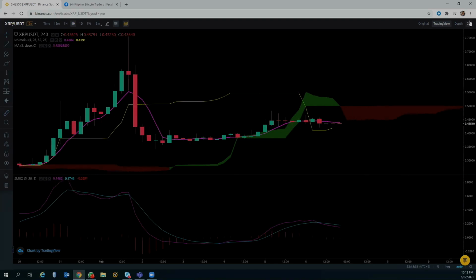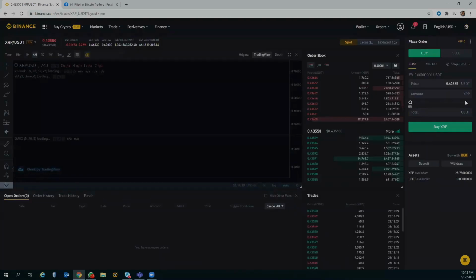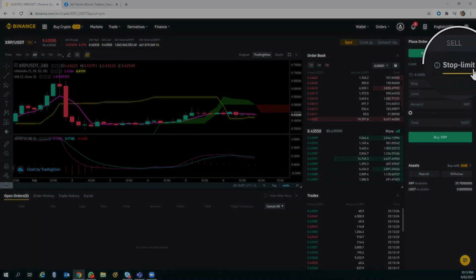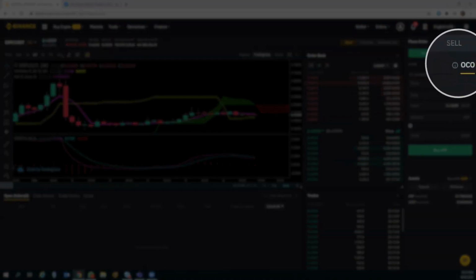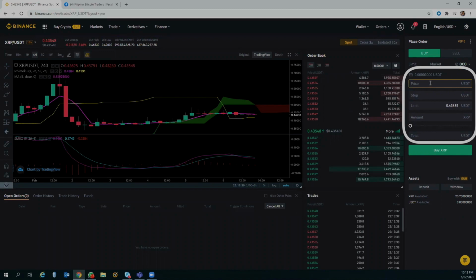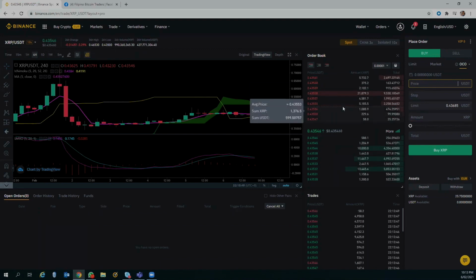So in the OCO order, right? We select this OCO order. In the OCO, it has these text boxes. So in the price, the first one is our target sell price.